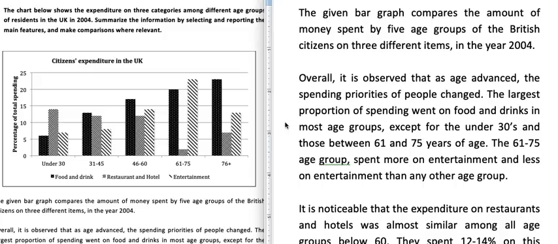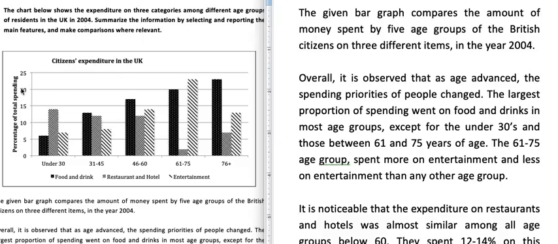Also, you will learn in this graph how to go about writing this graph and how to compare and complete the graph, whatever data is given within, within 150 to 180 words. That is the aim. The chart below shows the expenditure on three categories among different age groups of residents in the UK in 2004. Summarize the information by selecting and reporting the main features and make comparisons where relevant. So you can see 2004 is given, so we have to write it all in the past tense.